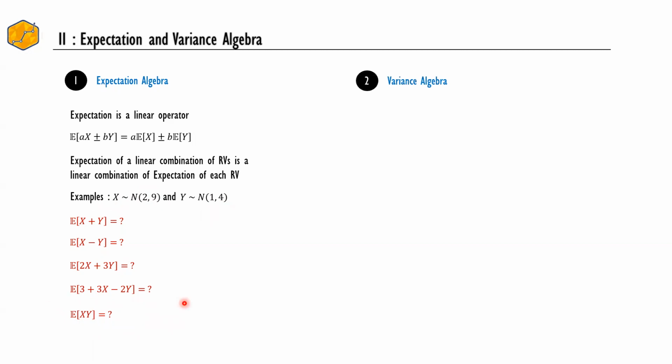Next, variance algebra. You must have seen this already, but let's do this. Here also people struggle. First of all, variance is not a linear operator. If you take variance of AX plus or minus BY, the constants come out squared: A squared variance of X plus, irrespective of the sign, the second term is always plus because variance is always positive, B squared variance of Y. Then depending on plus or minus, you retain that sign here: plus or minus 2AB covariance of X and Y.